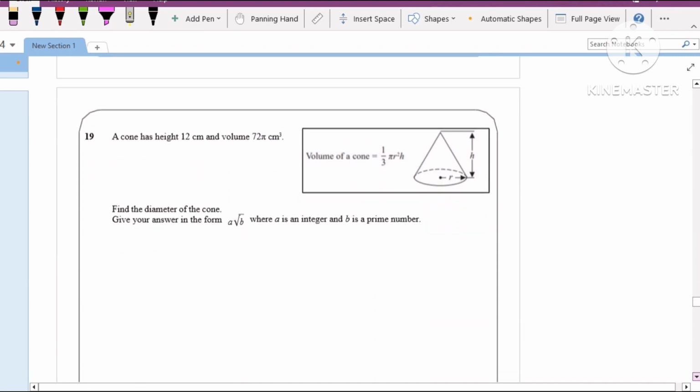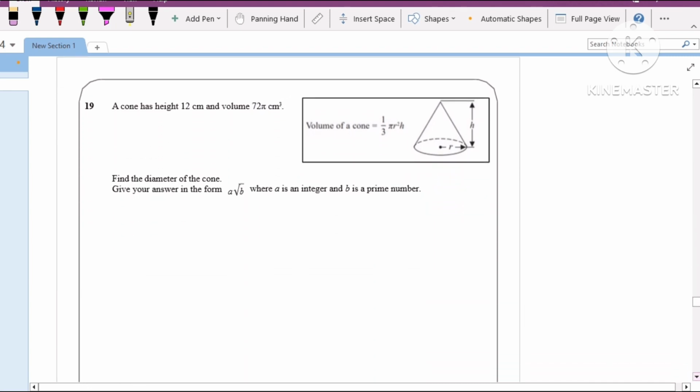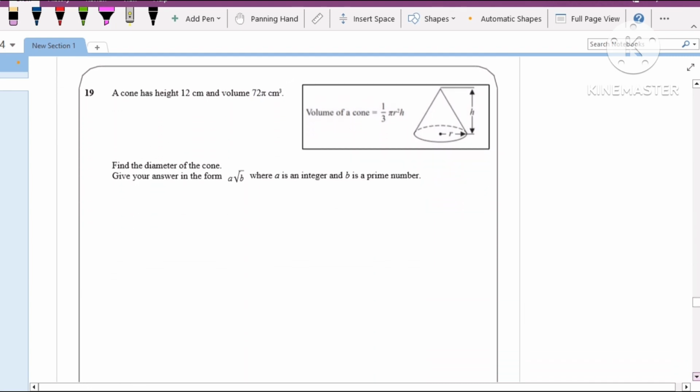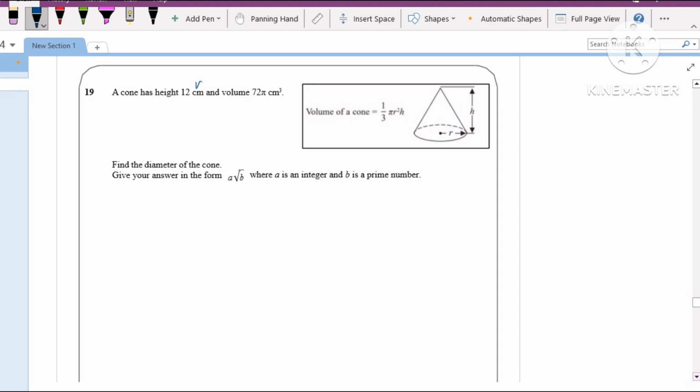Okay, this looks like a question on volume and surface area of solids, like a cone. A cone has a height given, and volume is given. So this is the clue, it means we have to use the formula for volume. Find the diameter. Okay, we have to find the diameter, but in the formula it's the radius. We will find the radius and double it, because diameter is equal to 2 times radius.